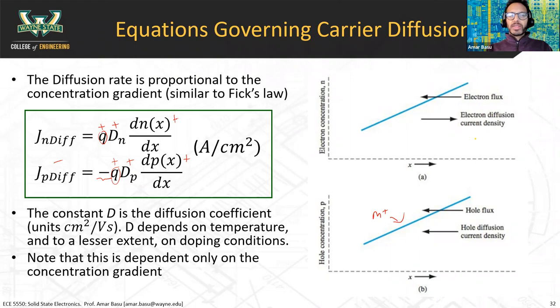Whenever we have Q in these equations, this Q is actually talking about the constant 1.6 times 10 to the negative 19. There's no polarity associated with Q when we talk about these equations. Oh, I see. I thought that the Q for electrons was negative 1.6, and then the Q for holes was positive 1.6. I see what you're getting at here. So I thought it was negative times negative.